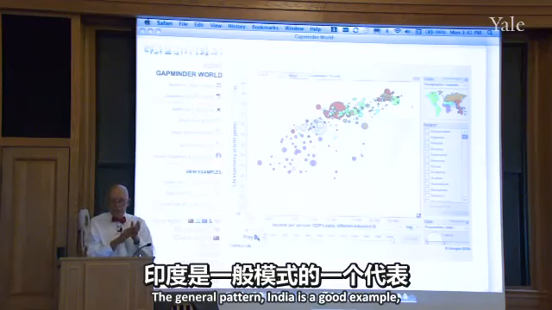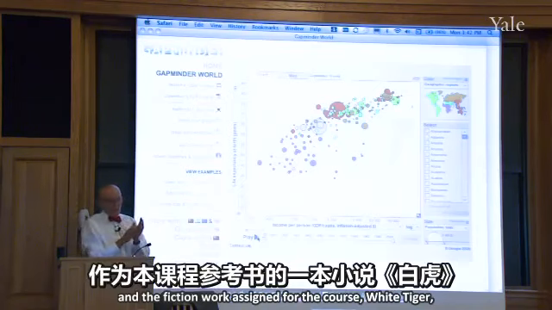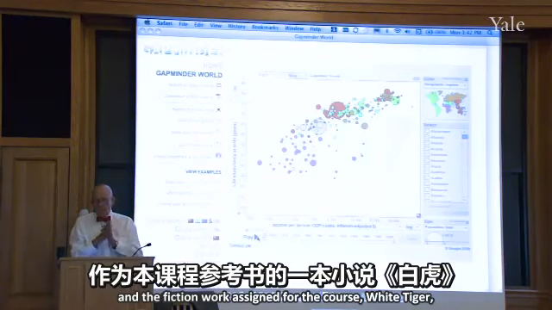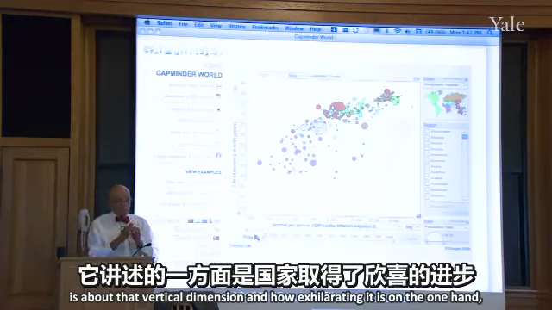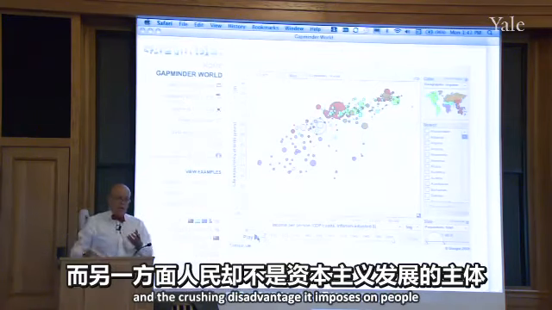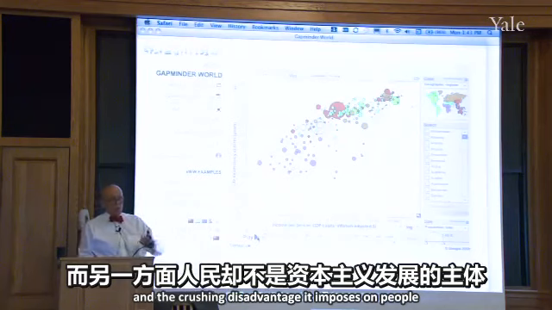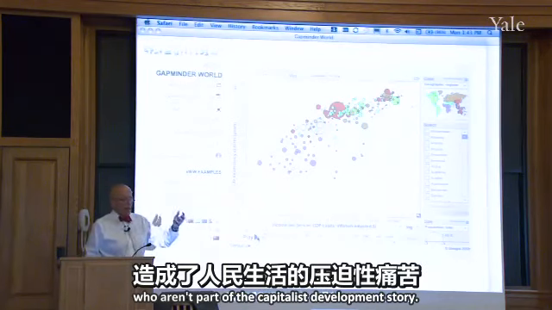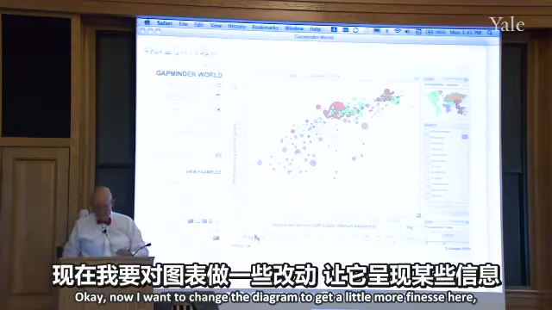The general pattern, India is a good example, and the fiction work assigned for the course, White Tiger, is about that vertical dimension, and how exhilarating it is on the one hand, and the crushing disadvantage it imposes on people who aren't part of the capitalist development story.